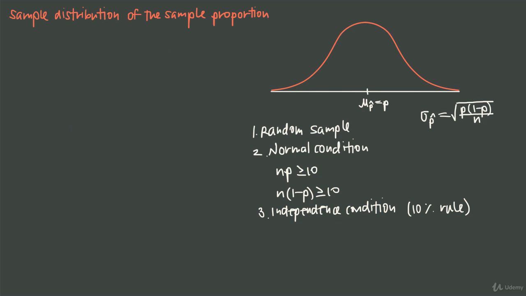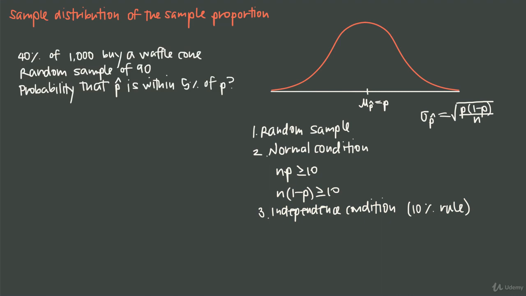So let's go through an example. Let's say that we have an ice cream shop that claims that 40% of their 1,000 daily customers purchase a waffle cone with their ice cream. You decide that you want to verify this claim, so you're going to take a simple random sample of 90 of their customers, and what you'd like to know is the probability that the sample proportion, the proportion of people in your sample of 90 who buy a waffle cone, is going to be within 5% of their claim of 40%. So, like we talked about before, the first thing we want to do is verify normality.